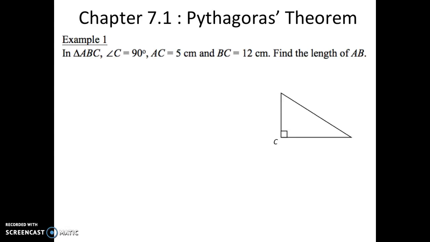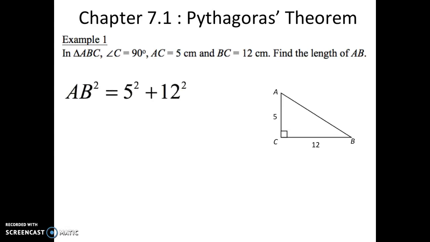Next, AC is 5 cm. This is the shorter of the two other sides. Therefore, I'll write A over here and label this as 5. Naturally, the last corner will be B and BC is given as 12 cm. So, now that we have drawn this triangle, we want to find what is our AB.